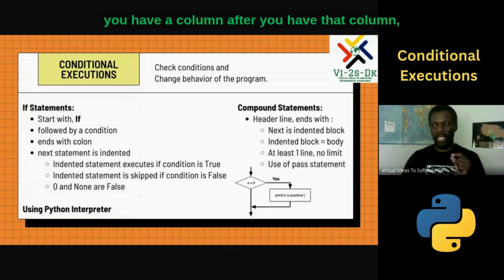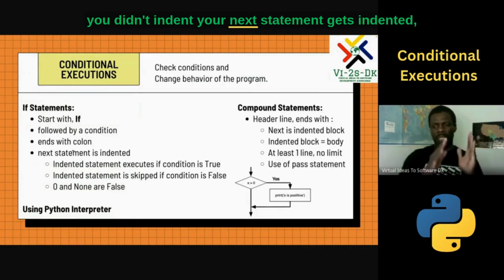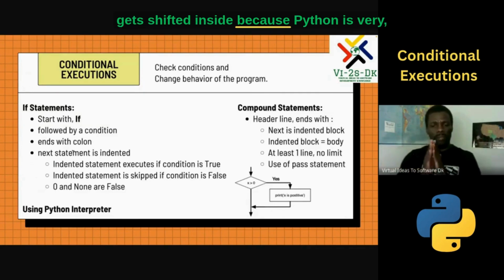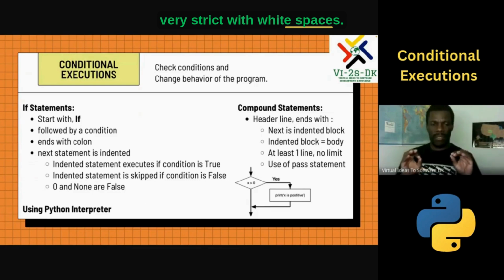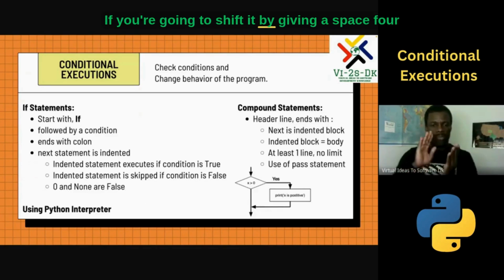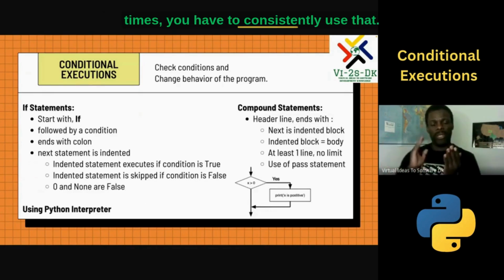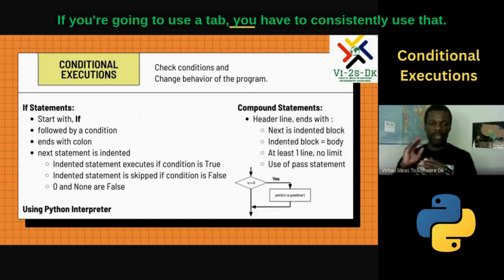At the end of that statement, you have a colon. After you have that colon, you then indent. Your next statement gets indented. It gets shifted inside because Python is very, very strict with white spaces. If you're going to shift it by giving a space 4 times, you have to consistently use that. If you're going to use a tab, you have to consistently use that.